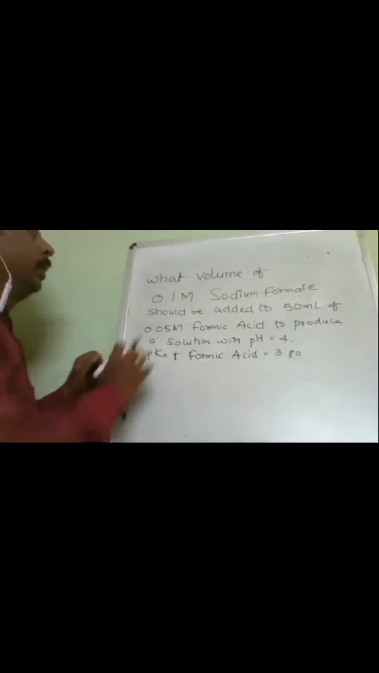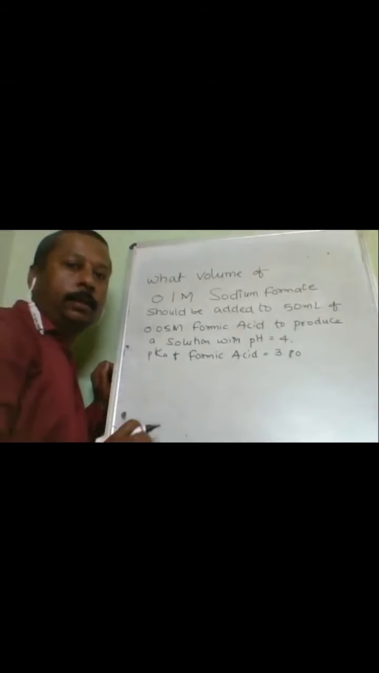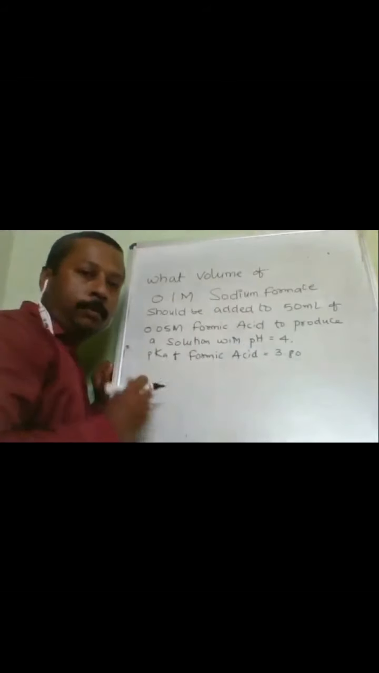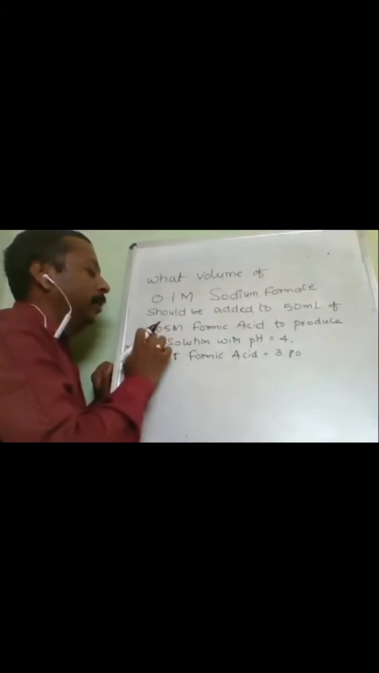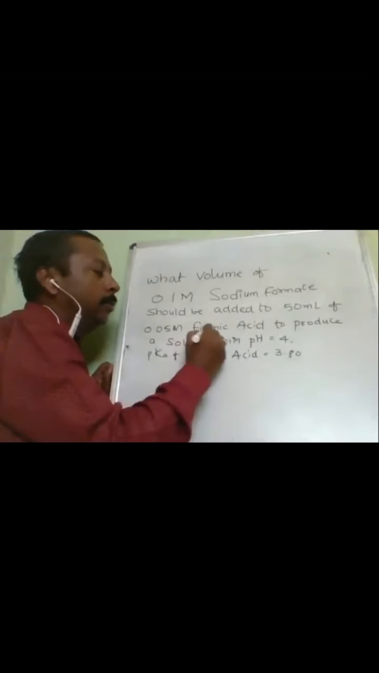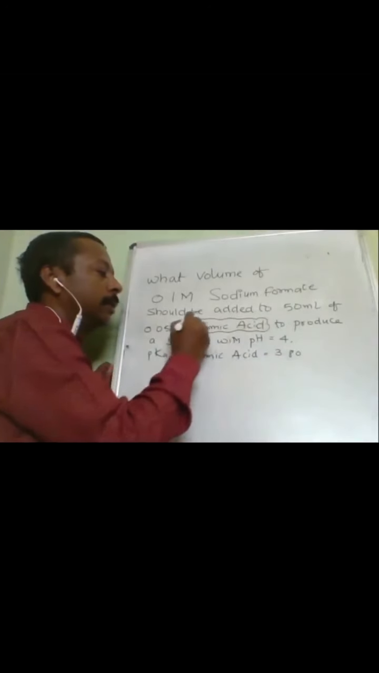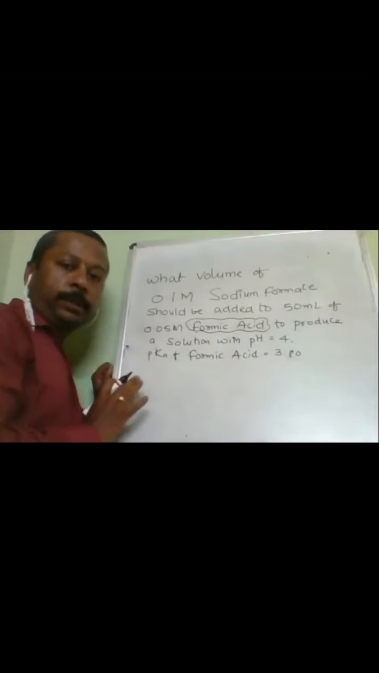So here, what is the volume of 0.1 molarity sodium formate added to 50 ml of 0.05 molarity formic acid? Formic acid is a weak acid. How will you come to know? You need not mug up more things.